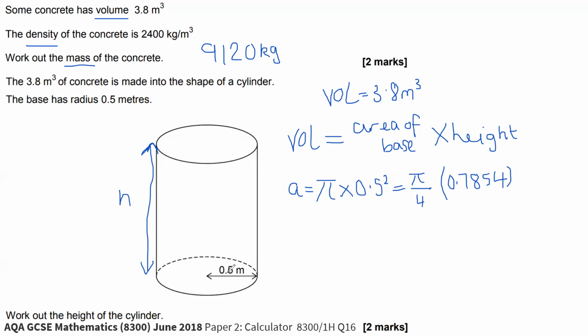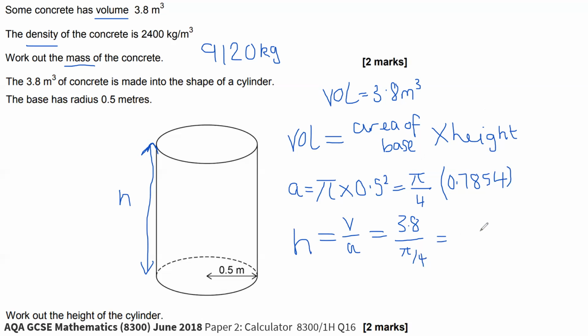So we've calculated the area of the base, and the next step is to work out what the height is. So we know what the volume is. We know the volume is 3.8. And so to rearrange this equation, we're going to divide the volume by the area to calculate the height. So if you rearrange this, we're just dividing both sides by the area of the base, and that will give us the volume over the area. And the volume we've said is 3.8 meters cubed, and we're dividing that by the area of the base, which in this case we use pi divided by 4.